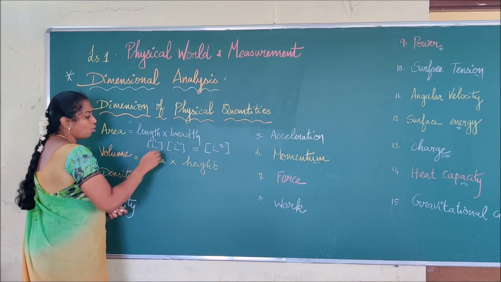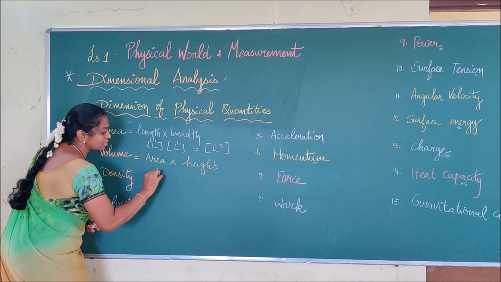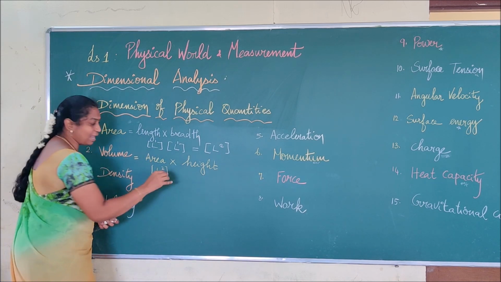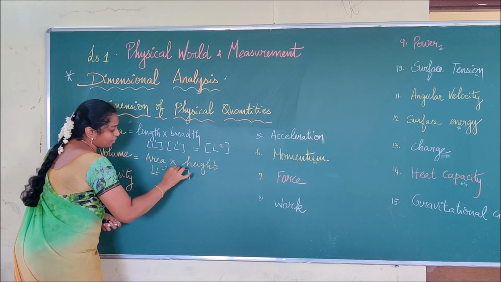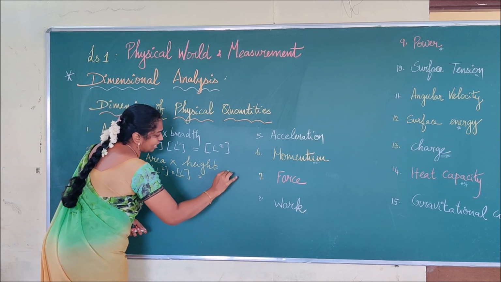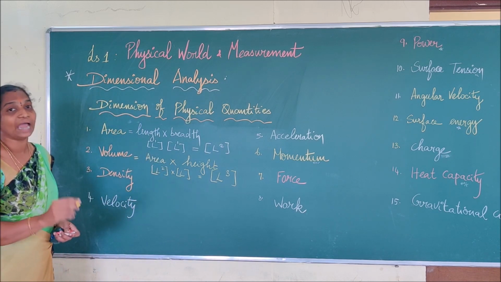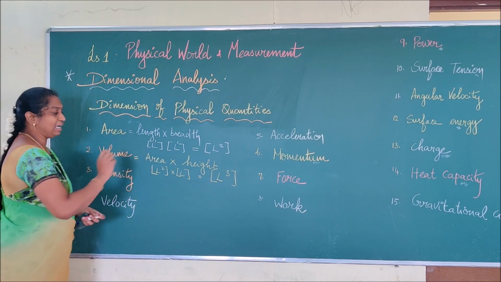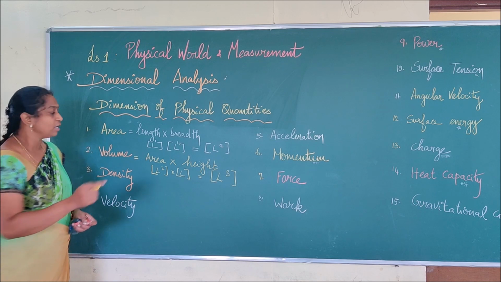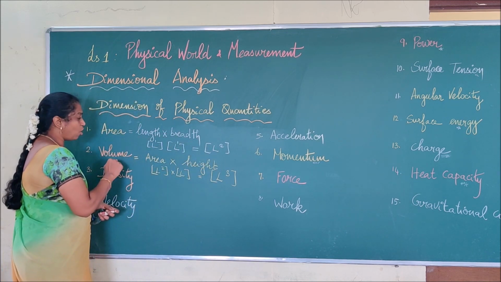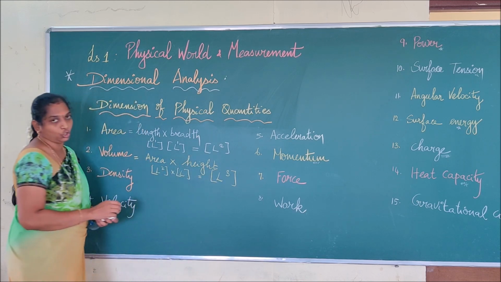What is the dimensional value for area? It is L square. Then height is also L only. Therefore the answer will be L cube. Remember it? In a product the power gets added. Is it clear how to write? So for area, the dimension is L square. For volume, the dimension is L cube.